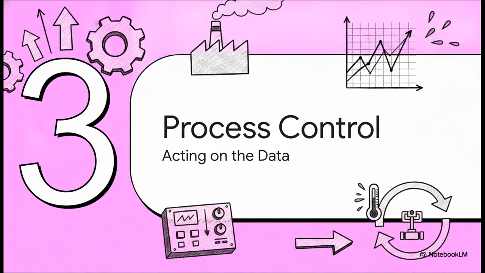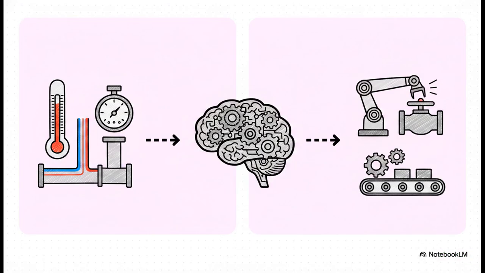Which perfectly tees up Section 3, Mastering Process Control, Acting on the Data. Getting your head around the transition between gathering the data and acting on it is the absolute secret sauce to all modern automation. We call this the feedback loop. First, your measurement systems gather super precise data from the physical world, like, say, tracking a sudden drop in fluid flow inside a critical pipeline.